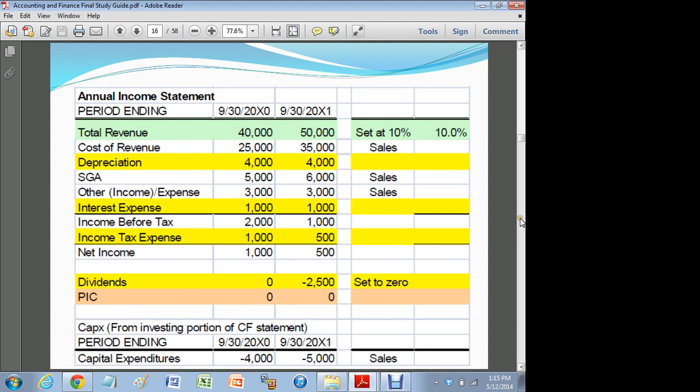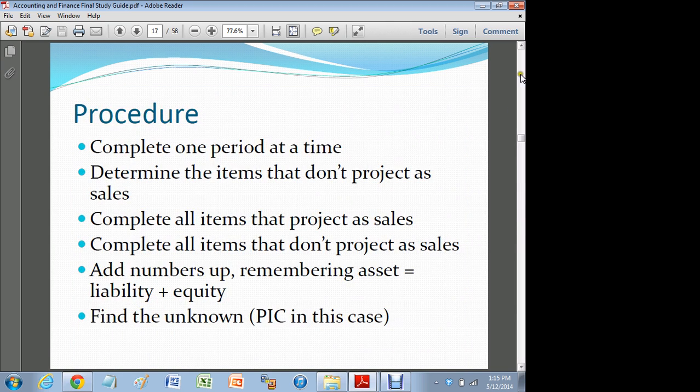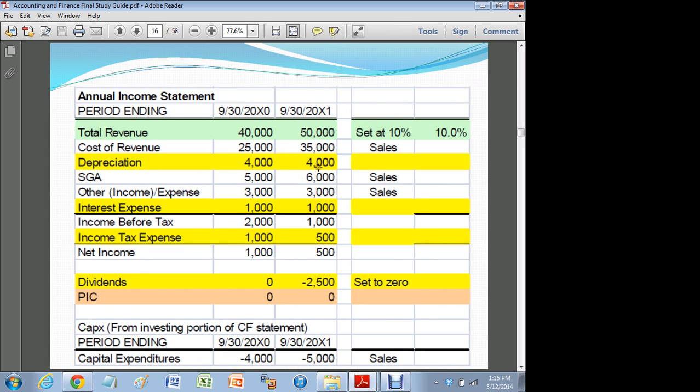So what we're going to do is, say for SGA, we take the percentage of 6,000 divided by 50,000, and that's the same percentage we're going to have for the next period. But for the next period, since we have a different revenue figure, the figure for SGA is going to be different. So that's the idea with these projections.